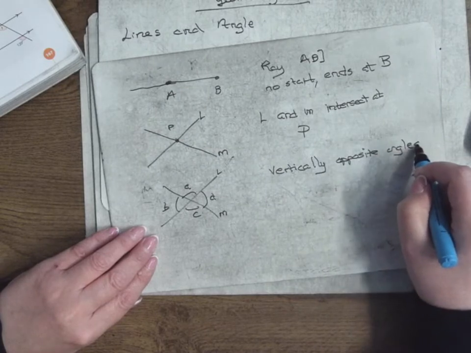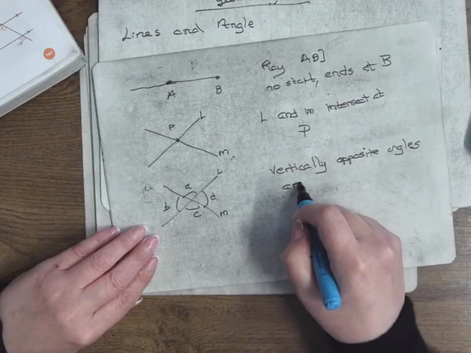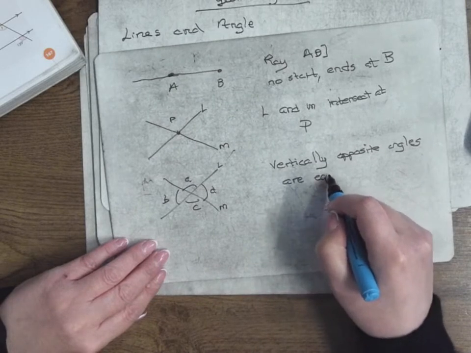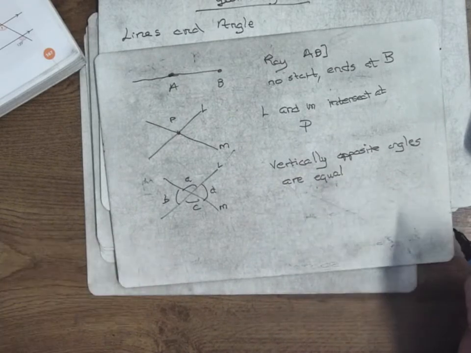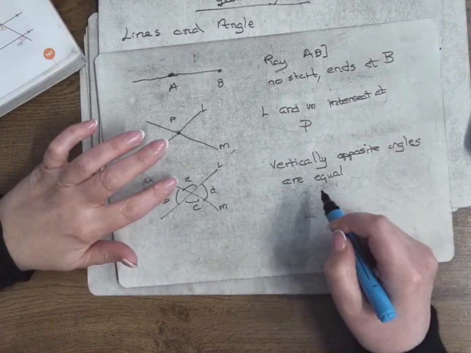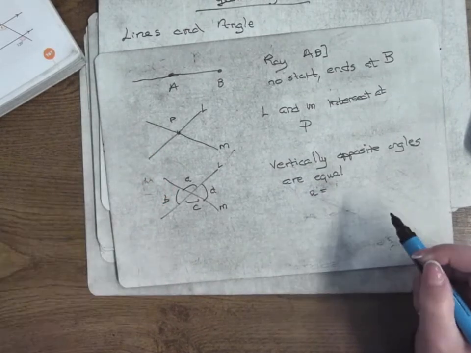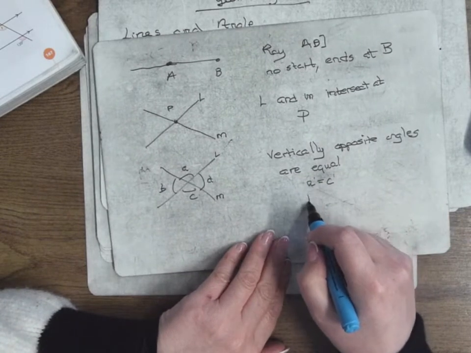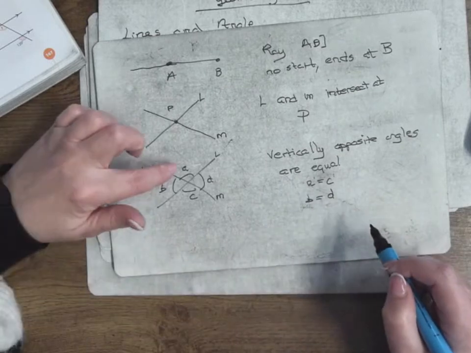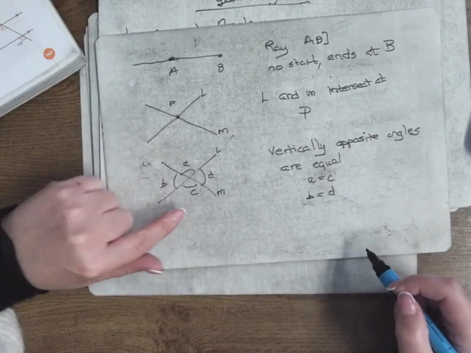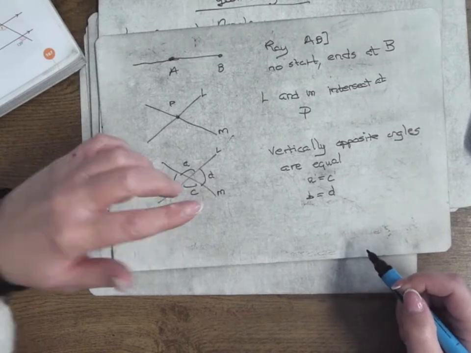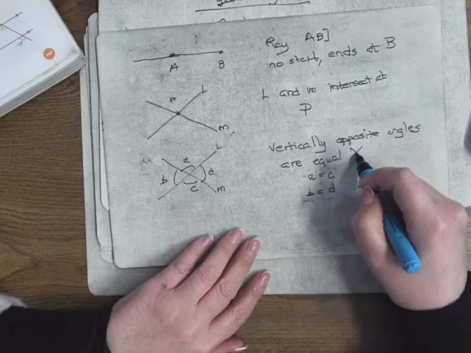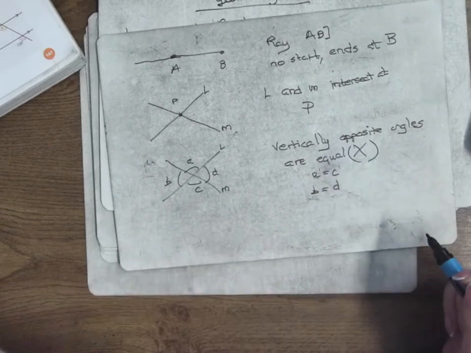Vertically opposite angles are equal. That means if you have an X, see the way I have a big X? The angles opposite each other measure the same. So A measures the same as what? What angle is opposite it? C. So A equals C and B equals D. So if A was 70, C would also be 70. If B was 100, D would also be 100. That's called vertically opposite angles are equal. And I'm going to put an X in brackets after that because you have to have an X.